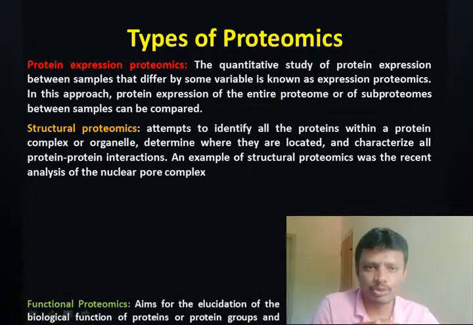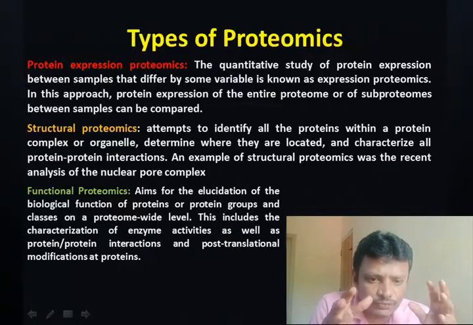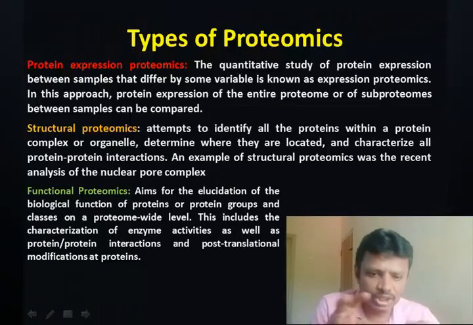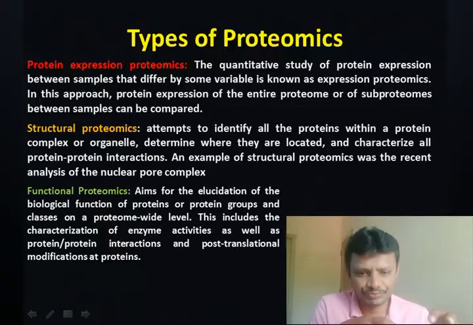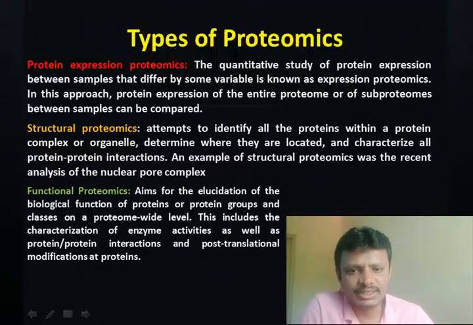Next is functional proteomics. Once we know the structure of each protein specifically, then we will try to find out the exact function of these proteins. This includes the characterization of enzymes as well as their interactions, post-translational modifications, and their effects. Is that clear? All these analyses are studied under one umbrella, that is proteomics. Okay, so three types of proteomics. Remember: protein expression proteomics, structural proteomics, and functional proteomics.